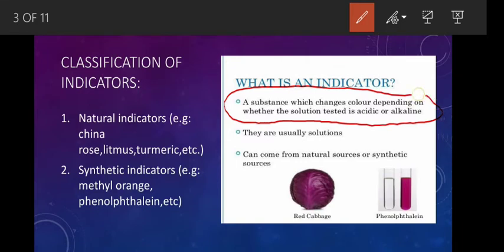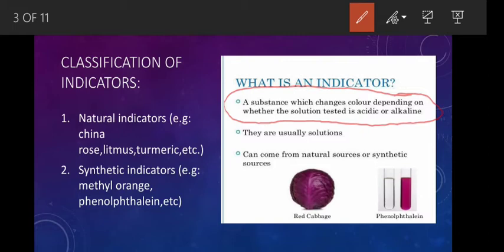If you introduce an indicator to acid or base, it may show a change in the color, right? Based on that, we will decide whether the given solution contains acid or base. Let us see. Now first of all, we will understand how many types of indicators are there.